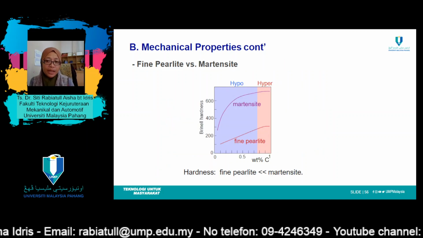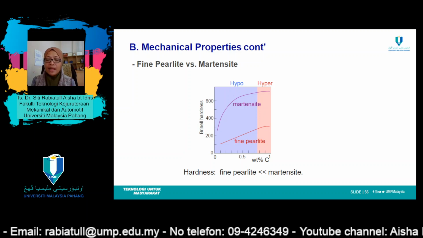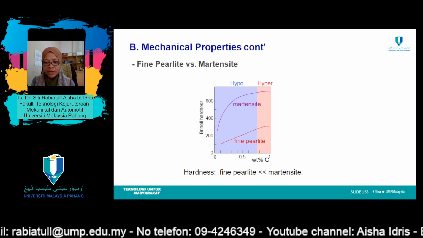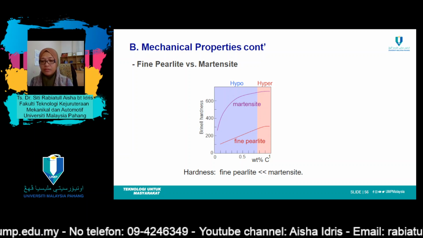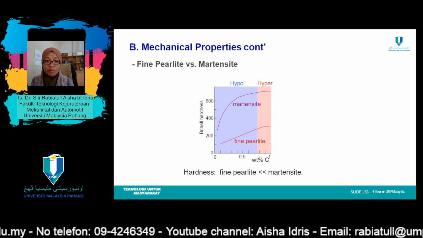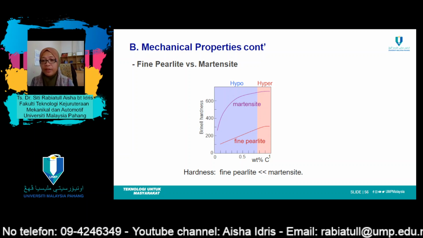How about pearlite and martensite? Martensite has higher hardness than fine pearlite because martensite is hard and brittle. It is formed through fast cooling. Okay.